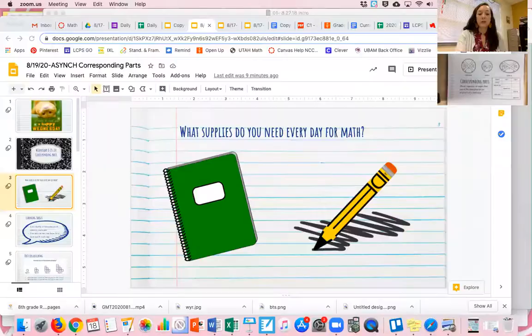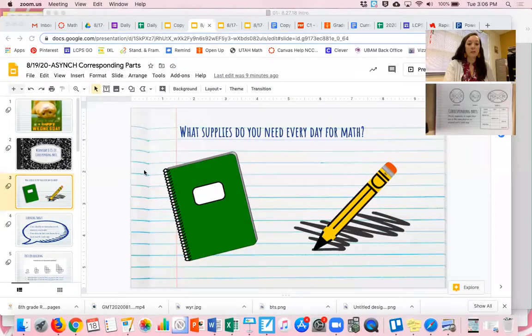So today we are going to talk about corresponding parts with our scaled copies. Yesterday we talked about scaled copies. Today we're going to talk about scaled copies a little bit more, but talking about corresponding parts. So get your math notebook and your pencil and make sure you have some things to write down.